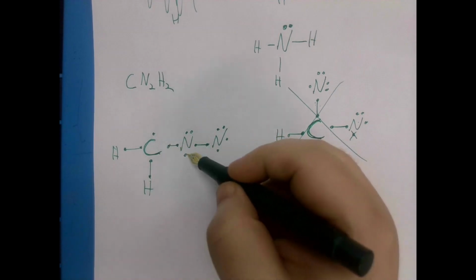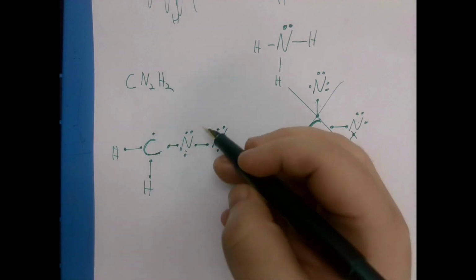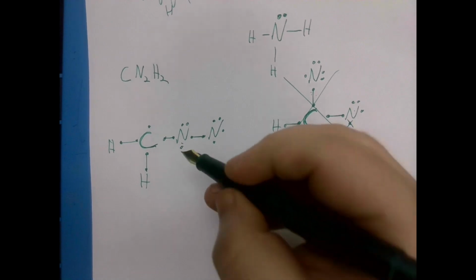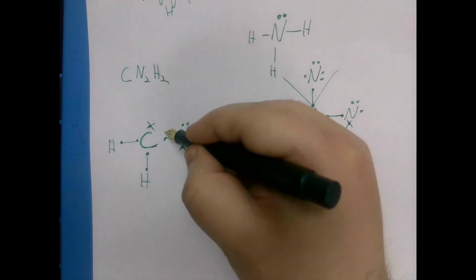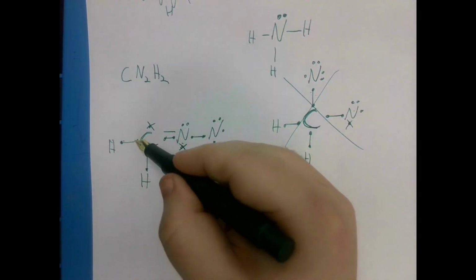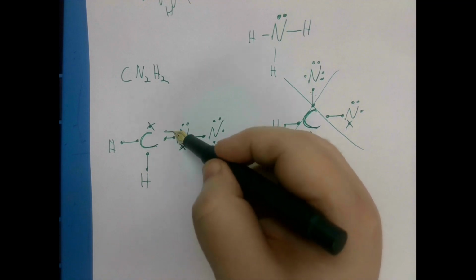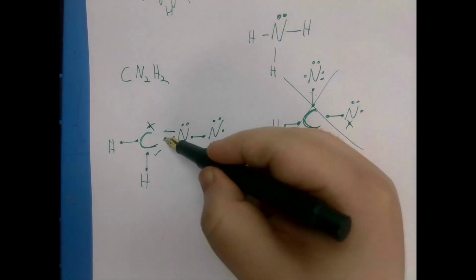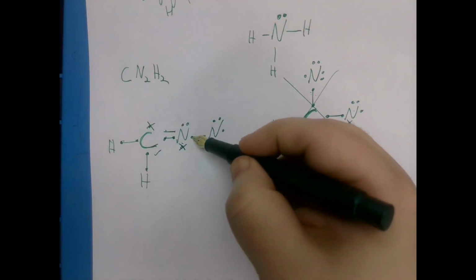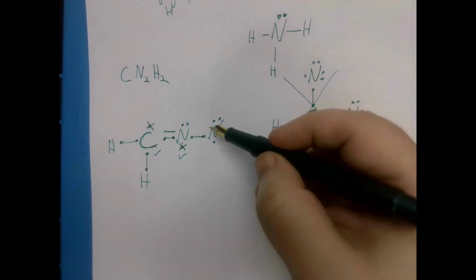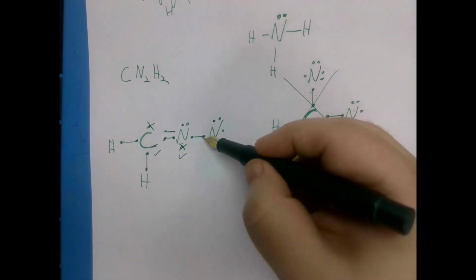So what do y'all think? Y'all said originally we bond these 2, right? So I'm going to remove them. So let's count it. 1, 2, 3, 4, 5, 6, 7, 8. Carbon's happy. 1, 2, 3, 4, 5, 6, 7, 8. This is happy. 1, 2, 3, 4, 5, 6.